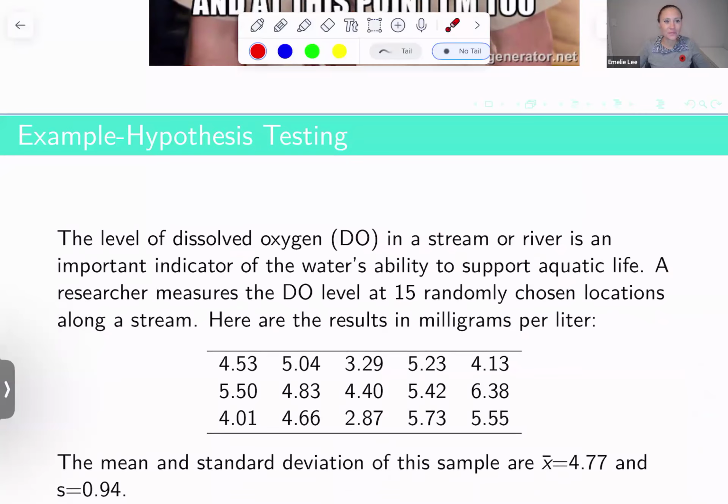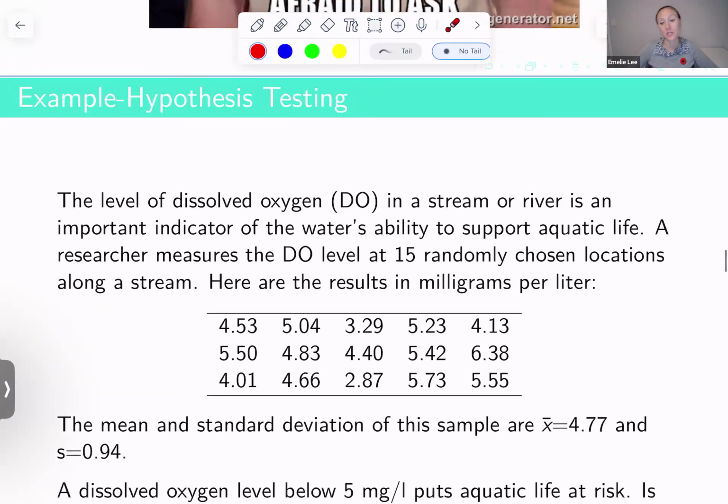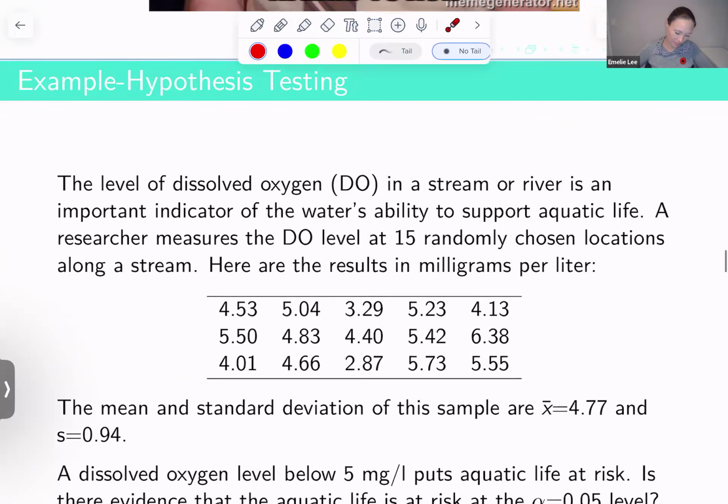Okay, let's do a hypothesis testing question. So we've laid all our groundwork, we've got our formula sheet taken care of, we've got our conditions, we've got the t-table under control. So let's see this thing in action. We'll start with a hypothesis test just because it's the longer thing to do.